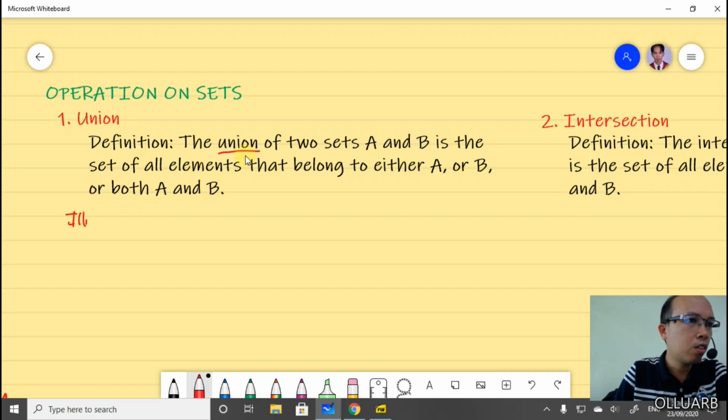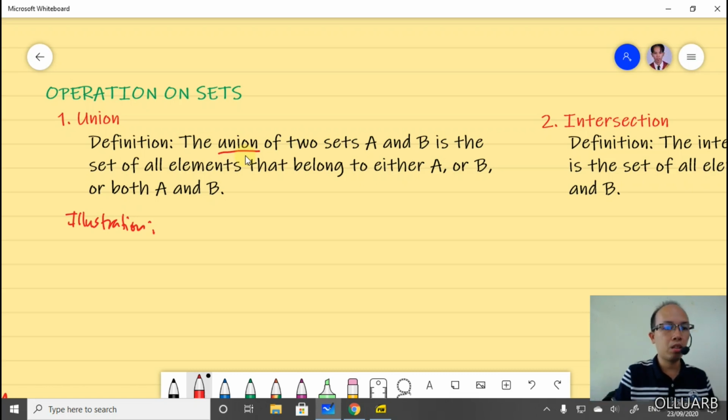Illustration. If you are going to take the union of two sets A and B, then you are going to get all the elements that belong to either A or B, or both A and B. So no repetition means that when you say the set is well defined, then the elements of that set are distinct. Okay, so for example, if you have this, this set is not related to our previous examples.